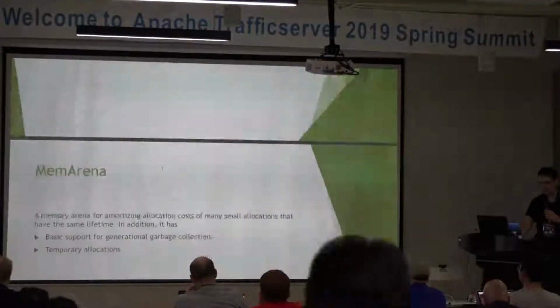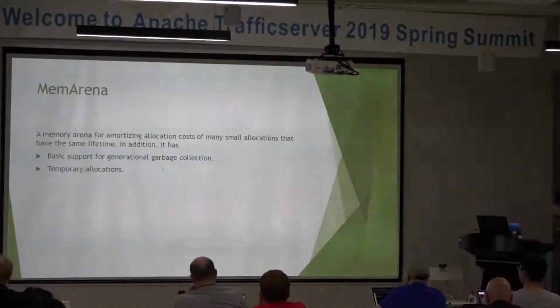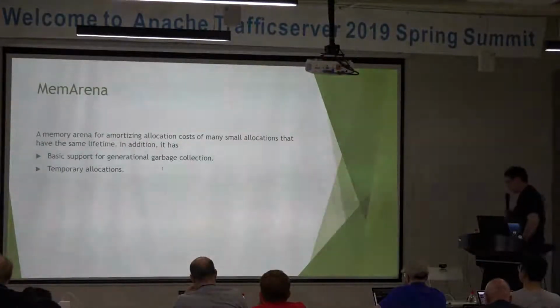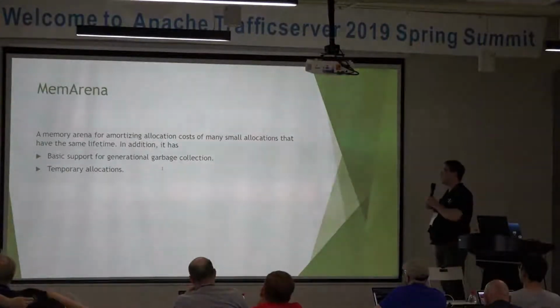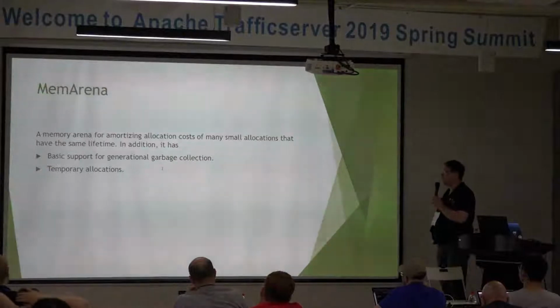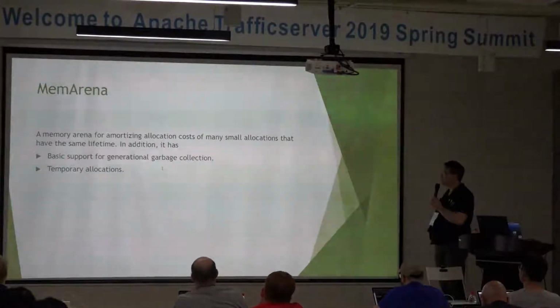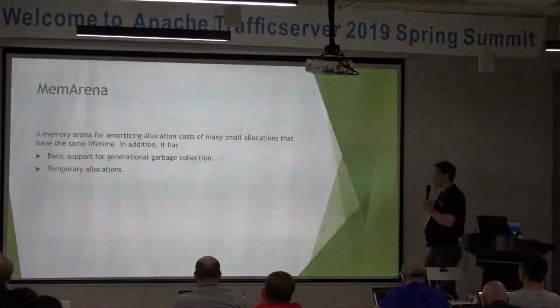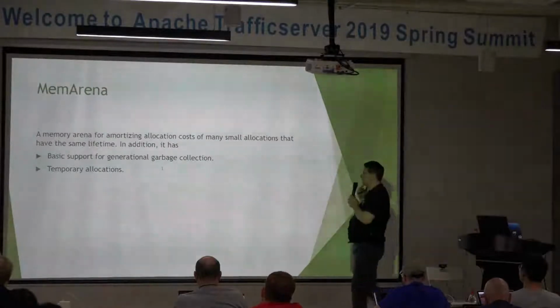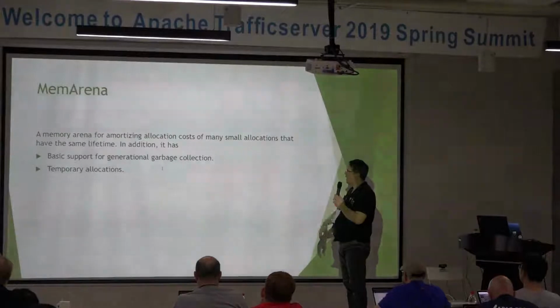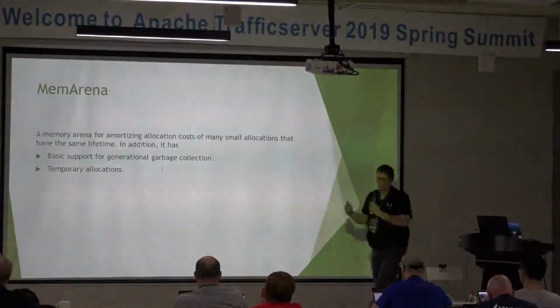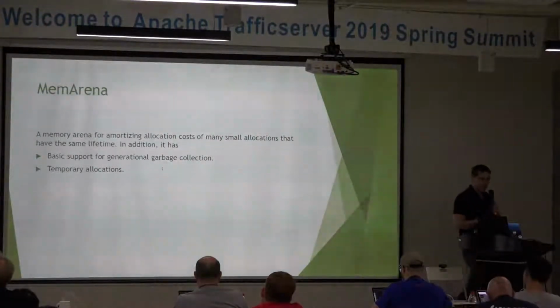Whoops, let's go the wrong way. So this is one of the bigger ones. MemArena is a replacement for what's currently called Arena, arena.h in Traffic Server, except it's enormously better, in no small part because it uses C++11 mechanisms. It's basically the standard memory arena. I have a lot of small allocations. I want to amortize that cost by doing larger allocations and handing out pieces.